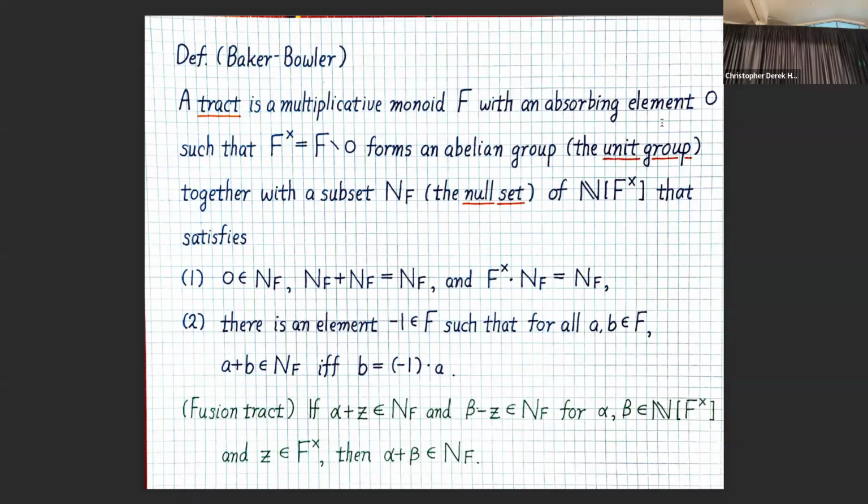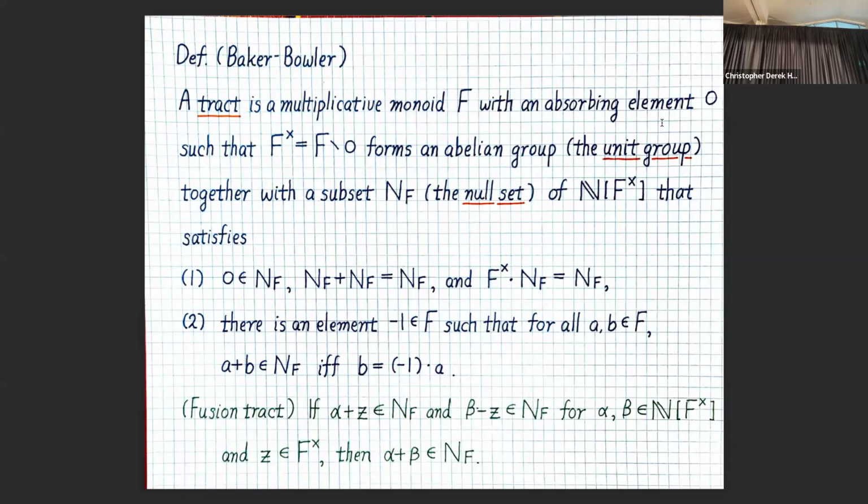It's an ideal of the formal linear combinations, non-negative linear combinations of non-zero elements of F. And it should be an ideal in N[F^×], as we can see in the first item. And then the requirement is that there is an element that we call -1 inside F, such that for every A and B, A plus B is in the null set if and only if B is -1 times A.